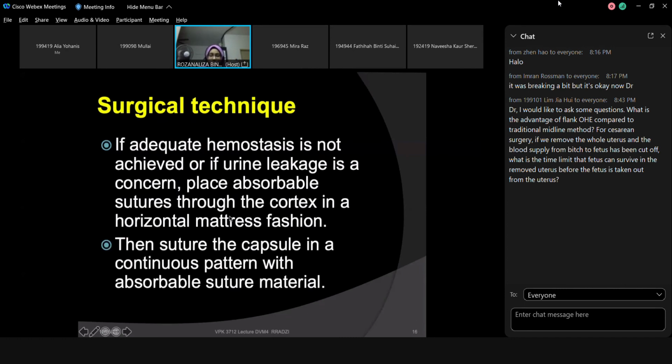Because if you do not close it properly after you open up, there is a high chance that you're going to have urine leakage and hemorrhage. So it's more complicated to handle, because we know that if urine goes into the abdominal cavity, one of the easiest things you can think of is peritonitis. Okay, so it's not as easy as described in the books.